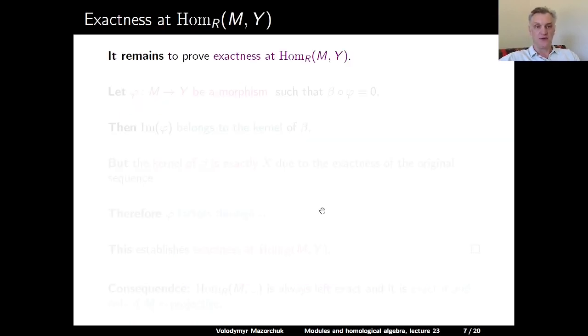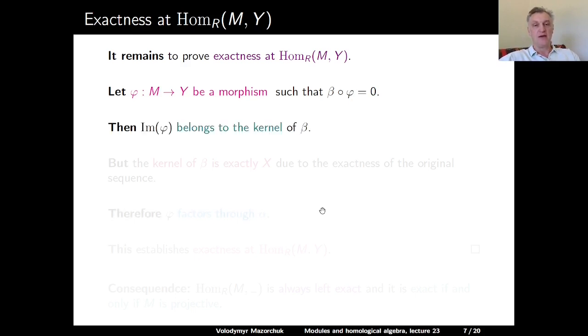So let's prove that. Assume that phi is a homomorphism from M to y, such that if we postcompose it with beta, we get 0. So it's in the kernel of postcomposition with beta. The fact that beta after phi is 0 means exactly that the image of phi belongs to the kernel of beta. But the kernel of beta is exactly the image of alpha because we started originally from a short exact sequence of R modules.